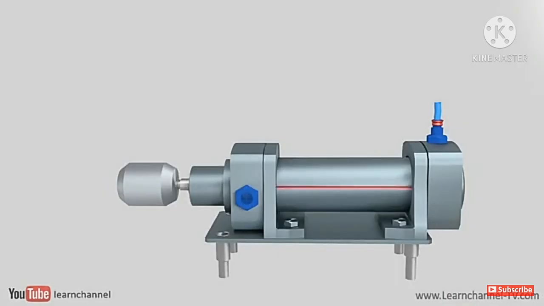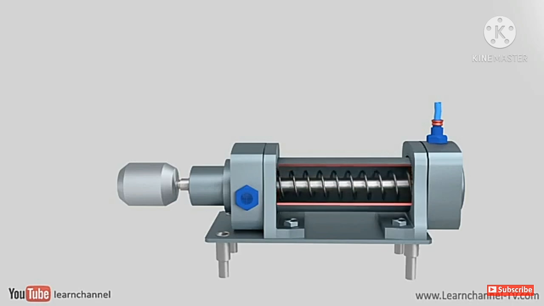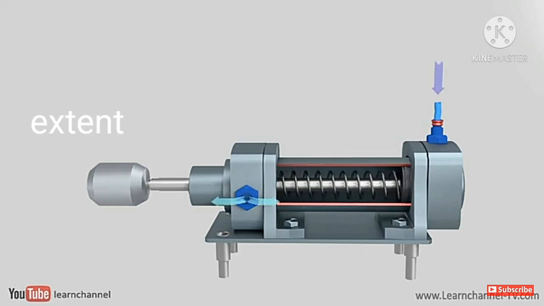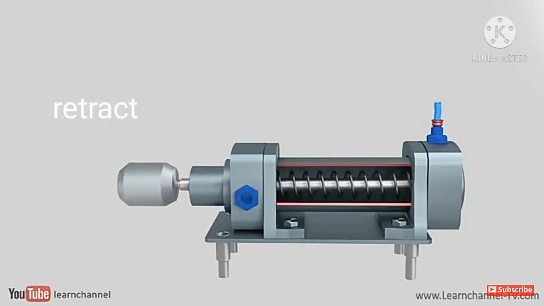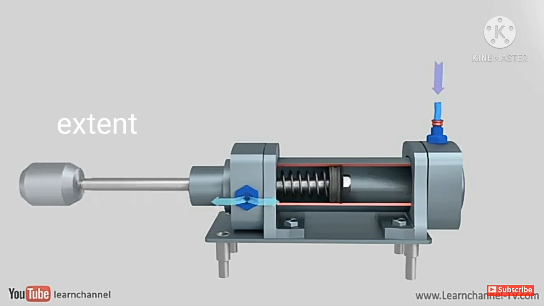A single acting cylinder only has one port and a spring embedded in its body. When compressed air enters the cylinder through the port, it will push the piston to extend. It makes the spring compress. When the air supply stops, the spring will expand and the piston will be retracted.